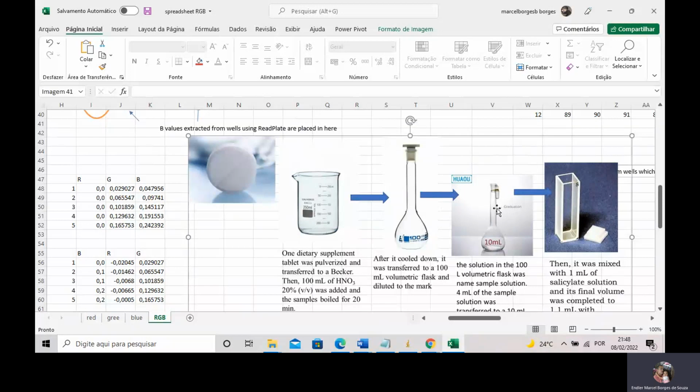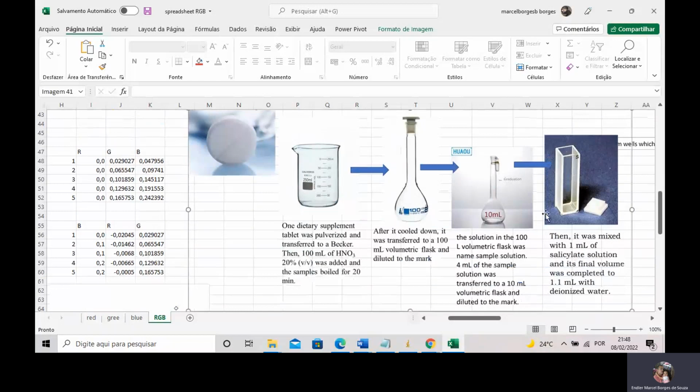Then, for the colorimetric assay, 0.1 milliliters of this sample was placed in a cuvette with 1 milliliter of salicylate assay, and the absorbance was measured, and the absorbance was converted into concentration using the external calibration curve. So you can do these assays using a spectrophotometer and measuring absorbance, but you can also do it using digital images captured using a flatbed scanner.